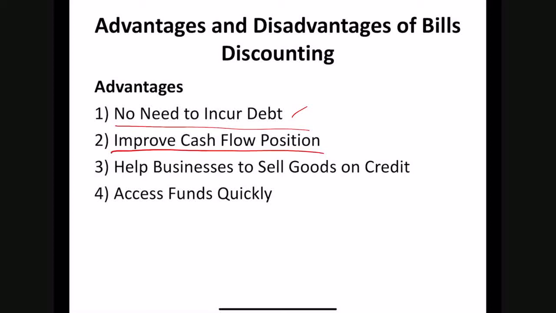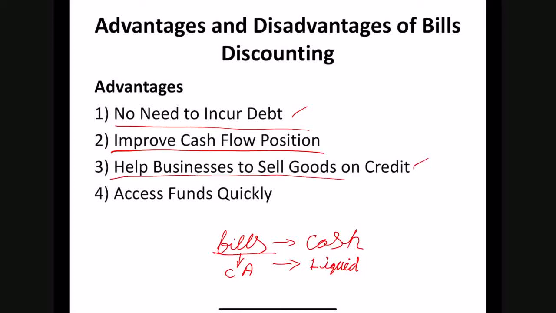Improve cash flow position. Instead of blocking funds in terms of bills, I realize my bills by converting bills into cash. So it increases the cash flow position in my company, and that is obviously an advantage. Bills are current assets. By discounting this in terms of cash, it becomes liquid. It increases my cash position. That is one of the very important advantages of bills discounting.